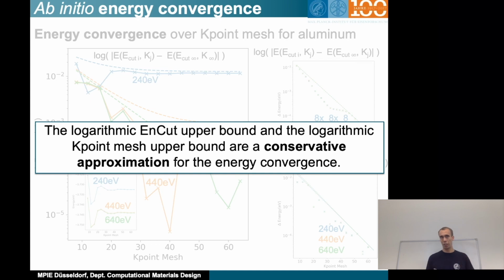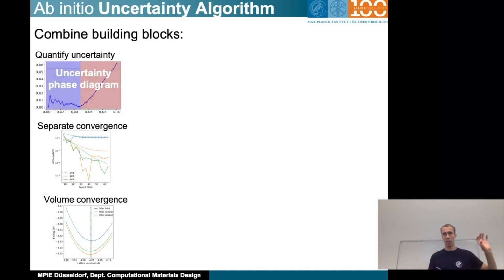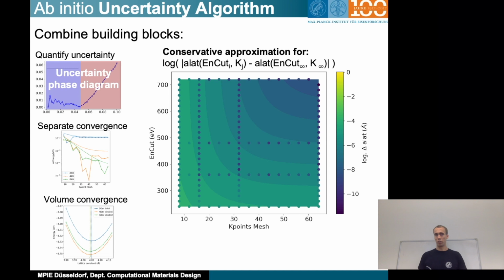So the key goal here is we don't want to say, okay, at this point you're precise, but if you go slightly away from it, you lose all your precision. We really want this kind of upper bound approximation for our calculations. Now we put the three things together, right? So we have the uncertainty phase diagram, the separation of convergence, and then the volume convergence, and we can really construct these convergence maps.